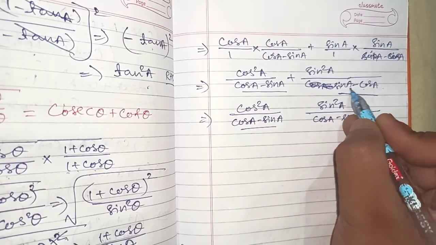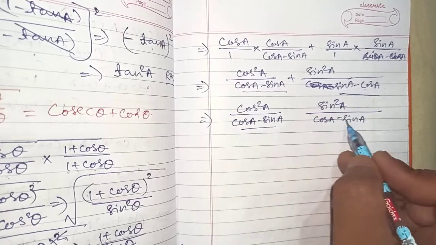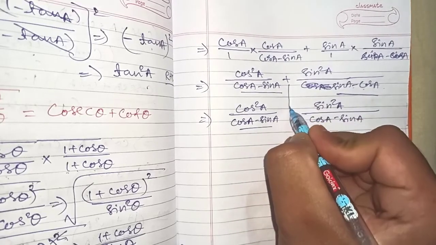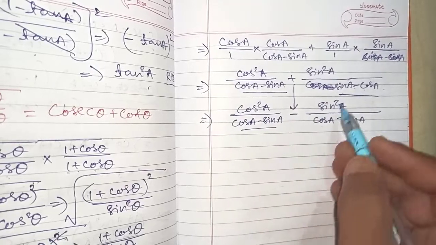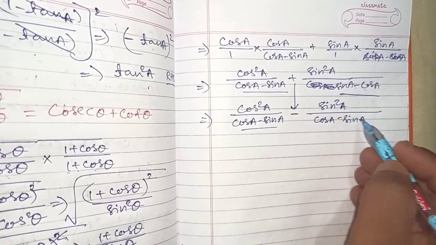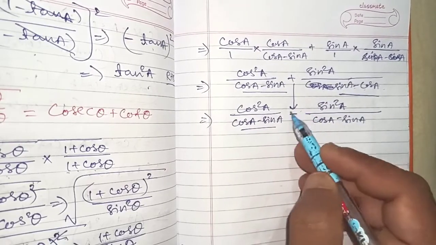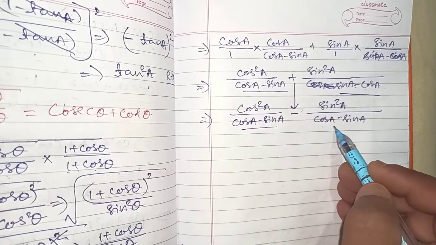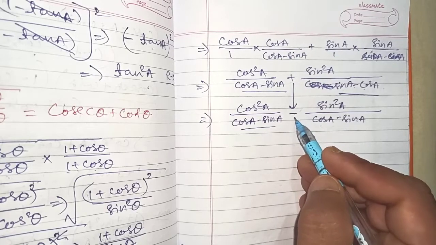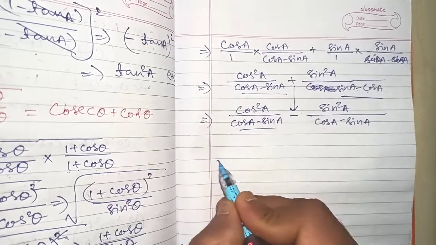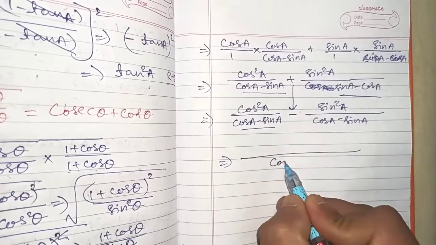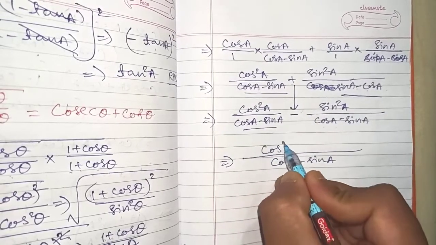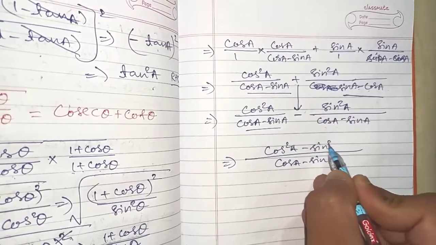When we are interchanging the terms, here minus is there, so this plus will become minus. If plus is there and you are interchanging, no problem, there won't be any effect on the sign. But when minus is there between terms and you are interchanging, this plus will become minus. Now the LCM is the same, so we will keep the LCM cos a minus sin a, and in the numerator we will get cos square a minus sin square a.